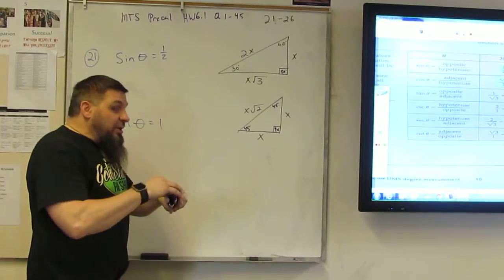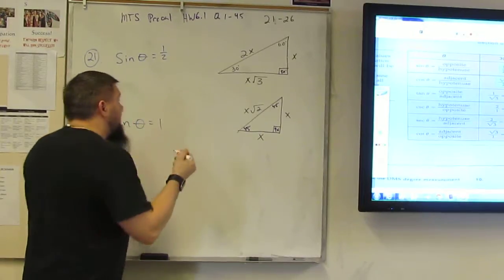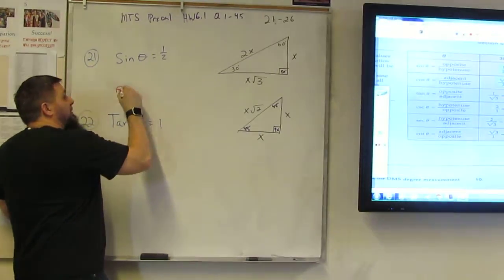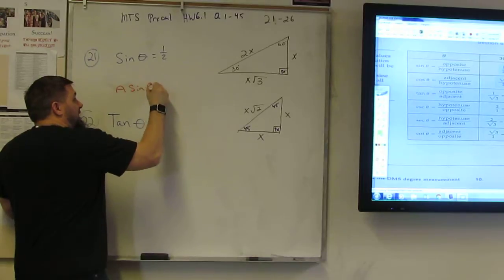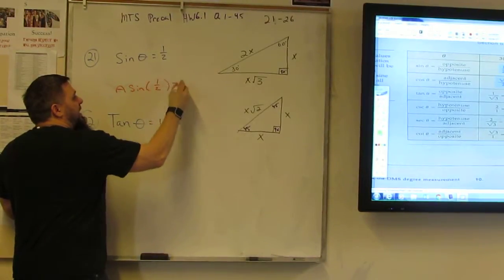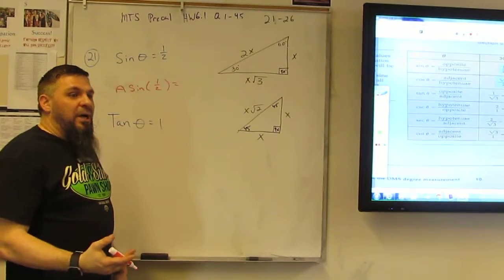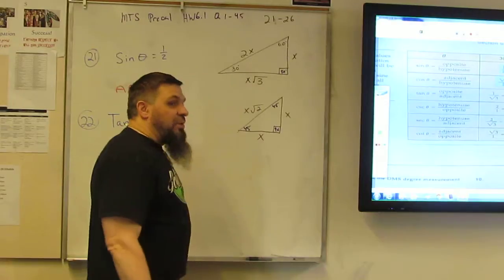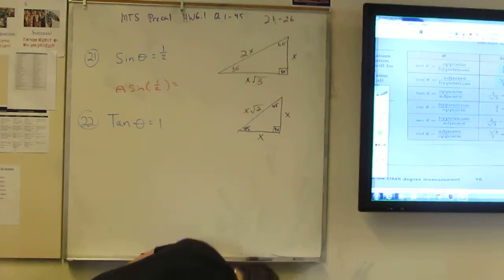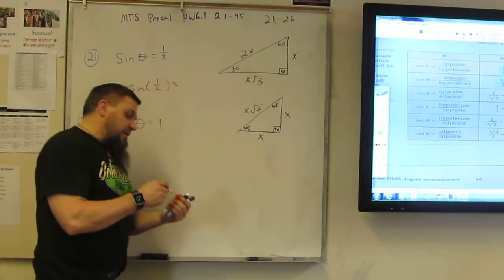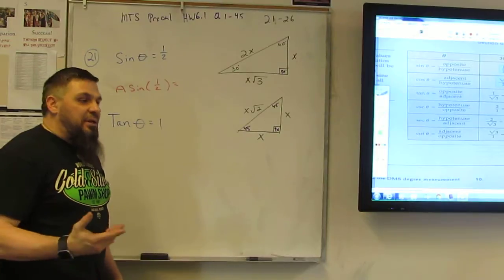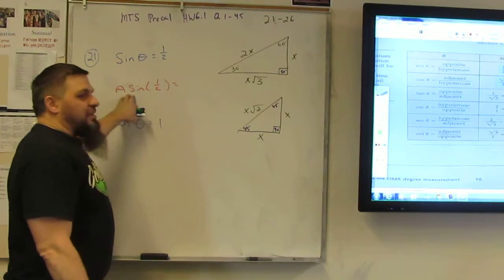Now you could go arc sine of 1/2, and it'll spit out the number, right? But on some parts of the SBAC and the ACT and PSAT and all that stuff, they don't let you use a calculator. So obviously that's not going to be helpful.